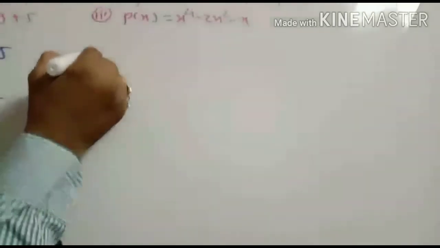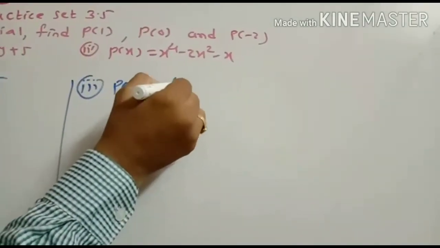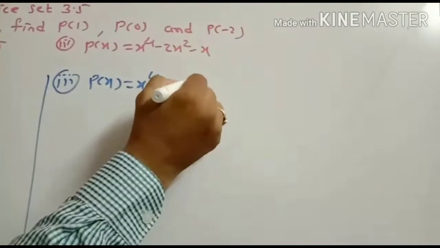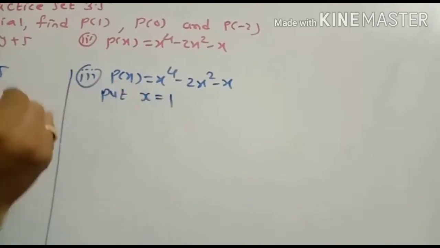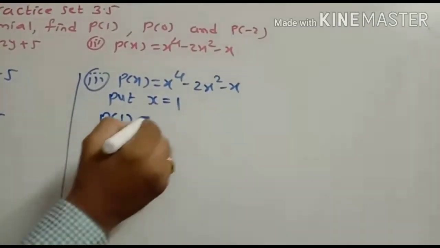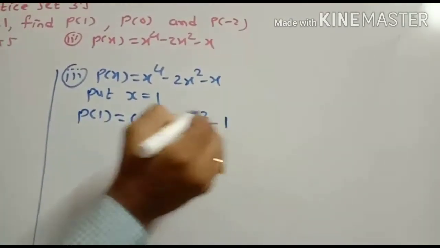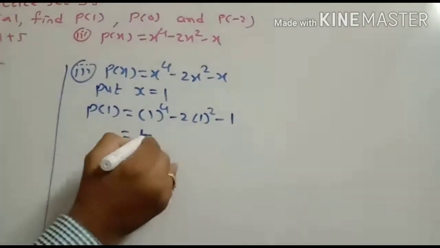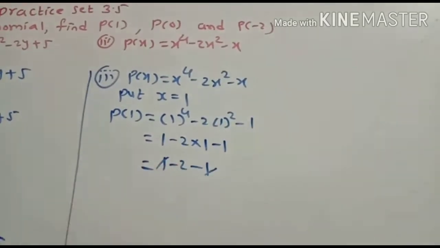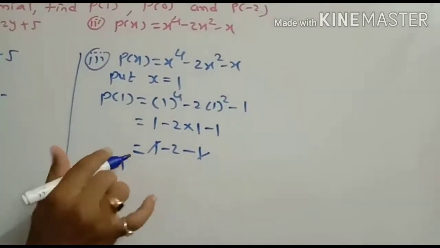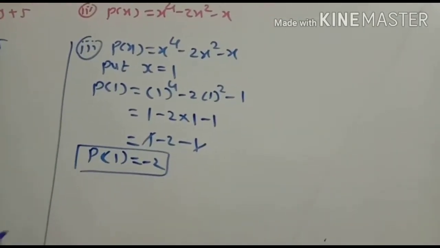Then third is given: P of x is equal to x raised to 4 minus 2x square minus x. Now for finding the value of P of 1, put x is equal to 1. Instead of x we put 1. X raised to 4, that is 1 raised to 4, minus 2 into 1 square minus 1. 1 raised to 4 means 1, minus 2 into square of 1 is 1, minus 1. 1 minus 2 minus 1, plus minus 1 gets cancelled, that means P of 1 is equal to minus 2, and this is the value of the polynomial for x is equal to 1.